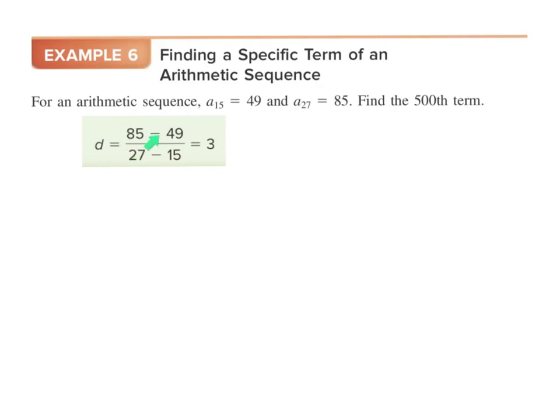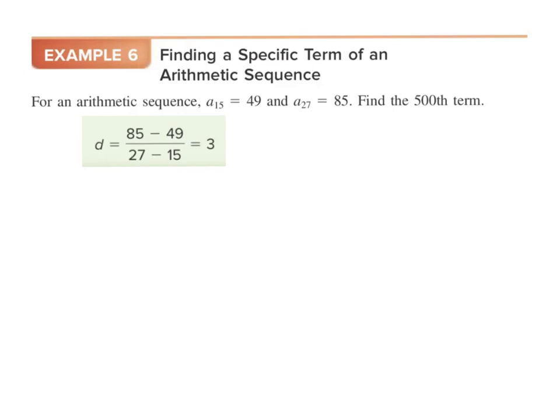If I did this subtraction here, this is 36. This is 12. 36 divided by 12 is 3. So by using these two terms and their indexes, meaning what term they are, we can find the common difference. All I need now is to find the first term, and then I can find the 500th term.